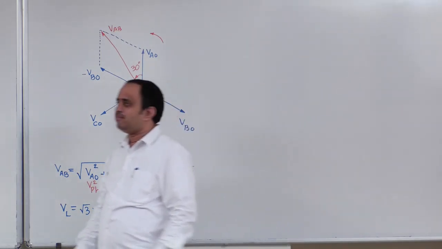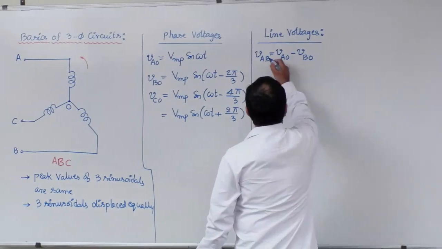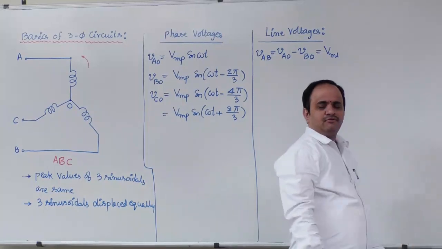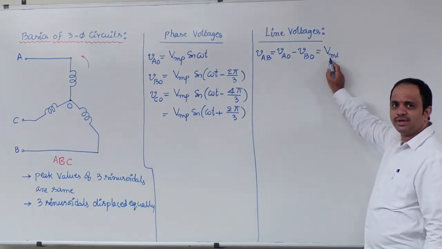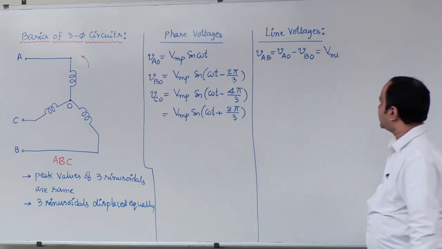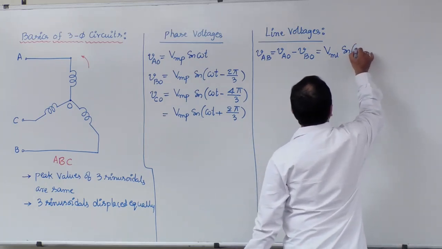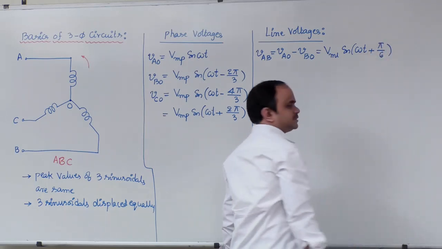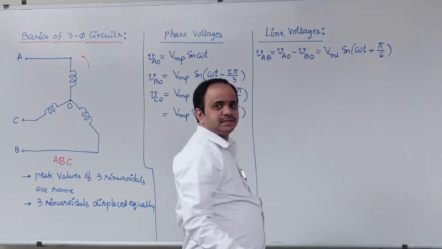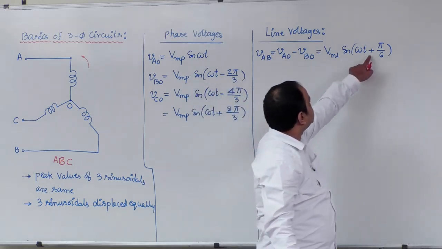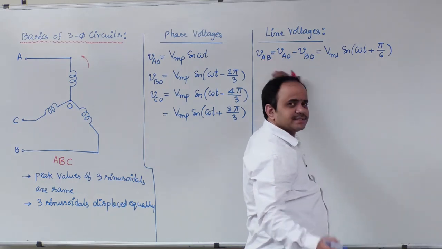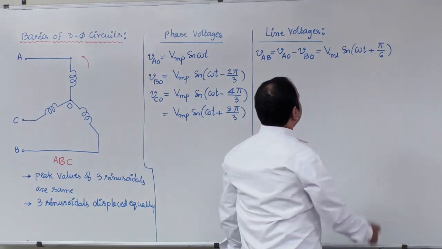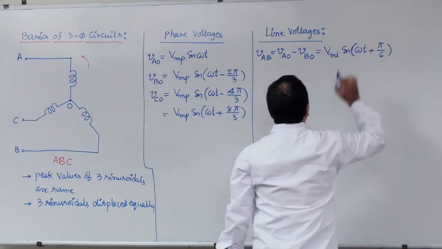Okay, therefore by using this I can write the VAB expression something like this: VML, where M indicates maximum value, L indicates line value, into sine of omega t plus pi by 6. What is the reason for the plus here? Because the line voltage is leading the phase voltage by 30 degrees. So I can write plus pi by 6.